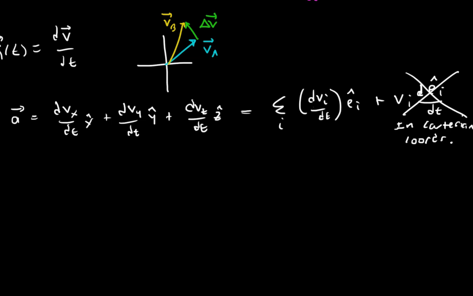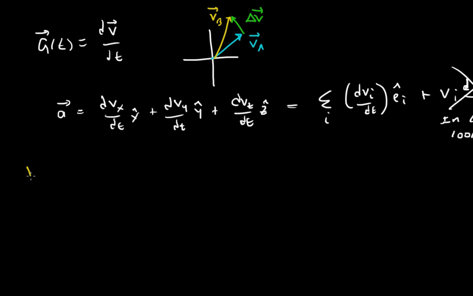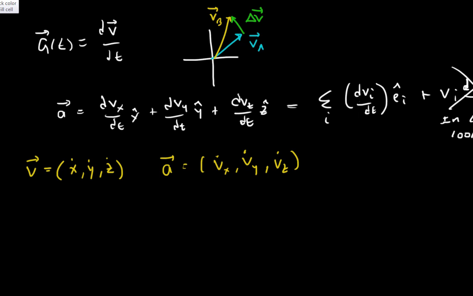Last thing about nomenclature here is that, like many people, Taylor uses a dot notation for differentiating with respect to time. For example, v is x dot, comma y dot, comma z dot, and a would be vx dot, vy dot, vz dot. Here this dot just means differentiate with respect to time. You'll see that over and over again in this class.